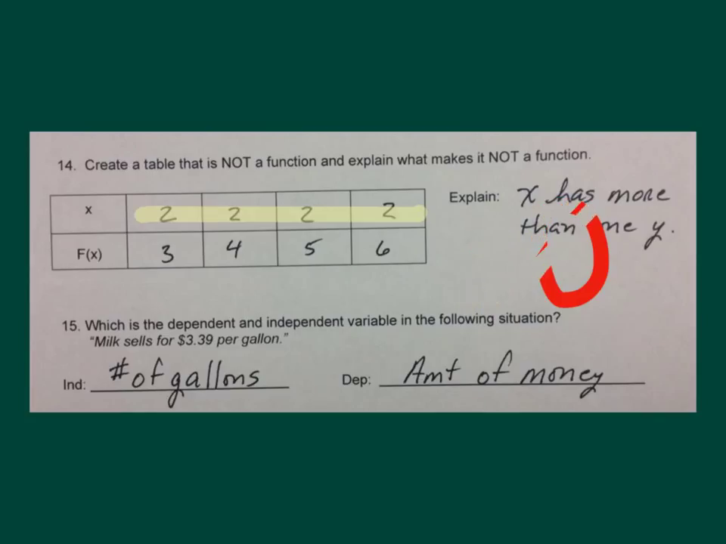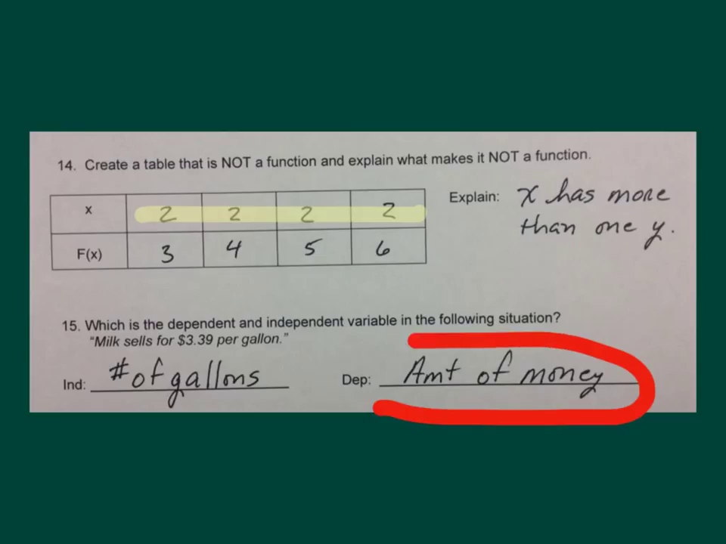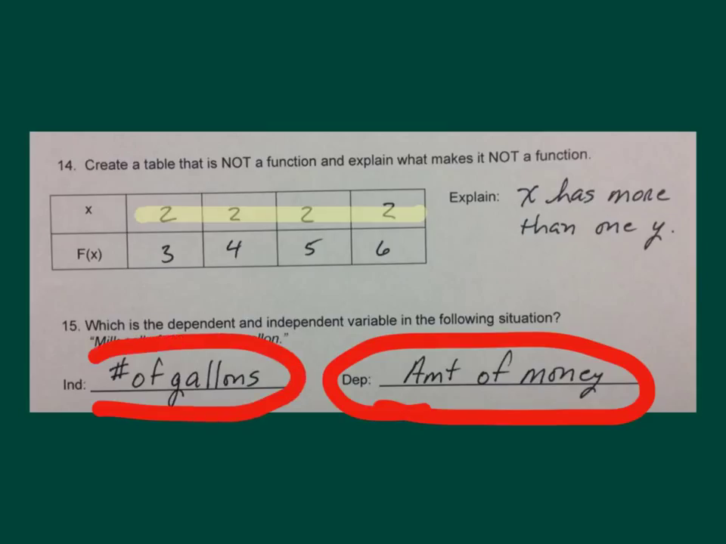And on number 15, which is the dependent and which is independent? Well, when milk sells for $3.39, the amount of money you make, or the amount of money you spend, depends on the number of gallons that are bought. So the number of gallons is your independent. The amount of money that you either spend or you make is dependent.